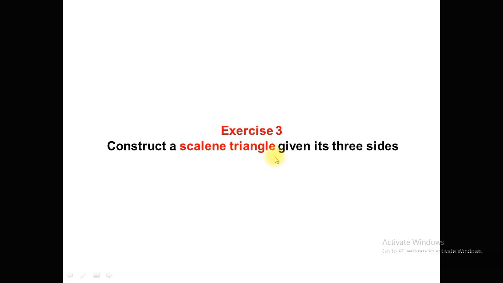In scalene triangle, its three sides are given. In the given data, we have the measurement of three sides. Scalene triangle is that triangle in which the length of all three sides are different. This triangle is also called different sided triangle. Now, how to construct different sided triangle?